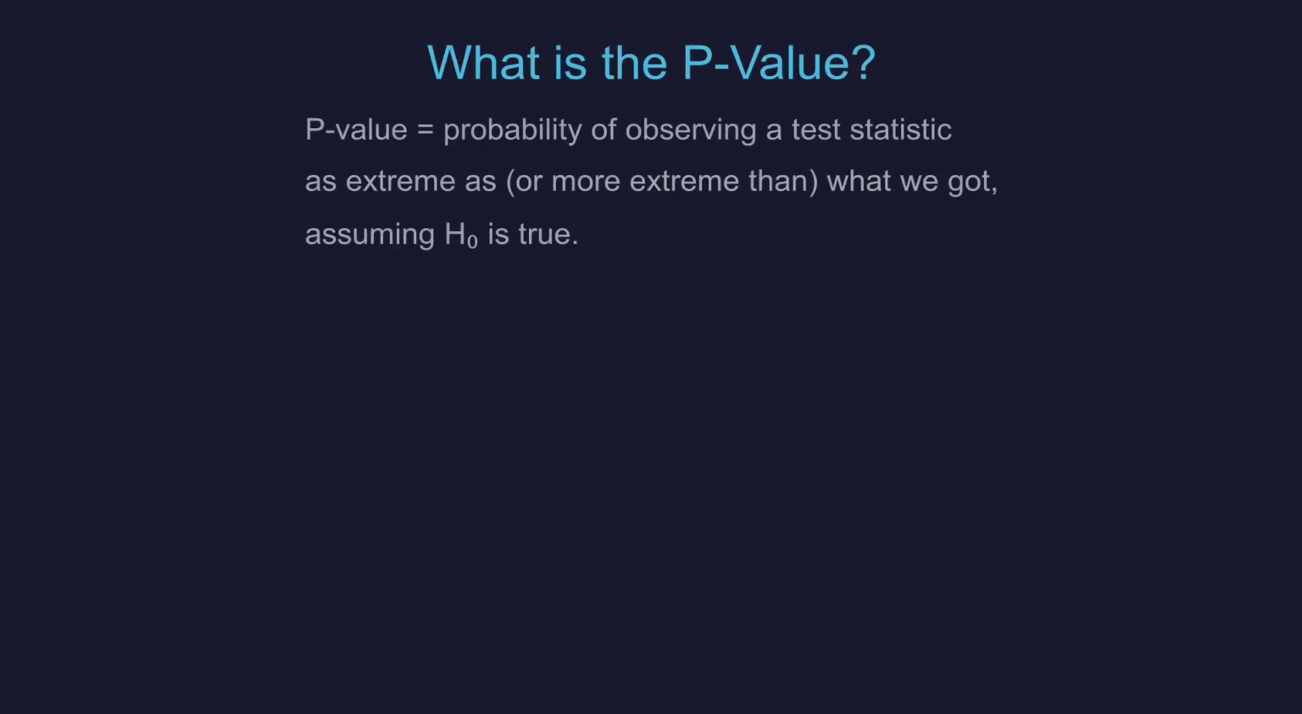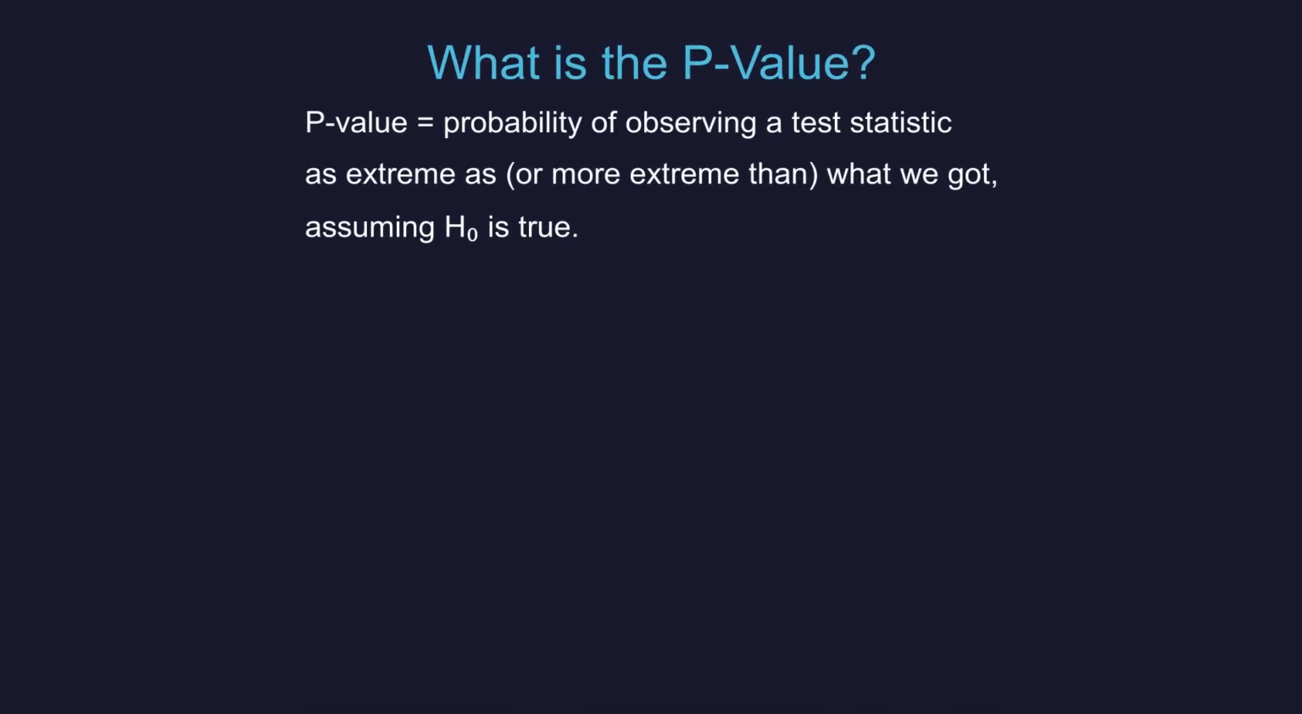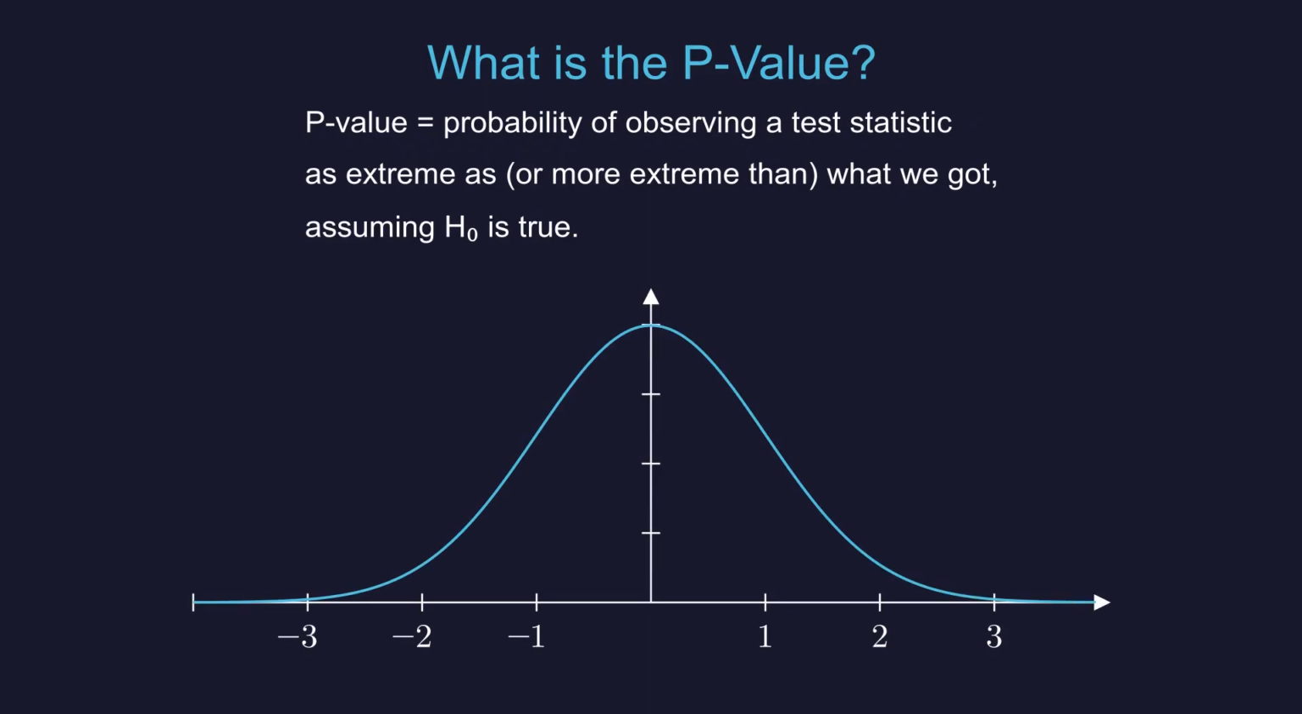The p-value is the probability of observing a test statistic as extreme as or more extreme than what we actually got, assuming the null hypothesis is true. Let's visualize this on the standard normal curve. For z equals 0.6, the p-value is the area in the tail beyond 0.6. This area is 0.2743, which means there's about a 27% chance of getting a result this extreme just by chance.